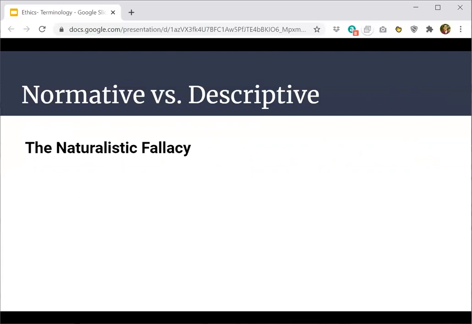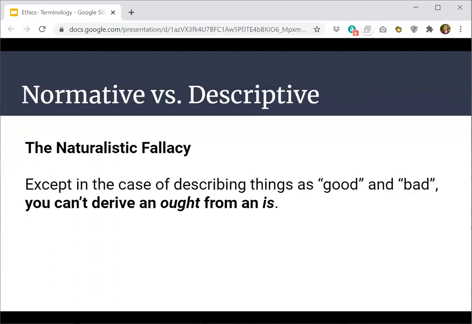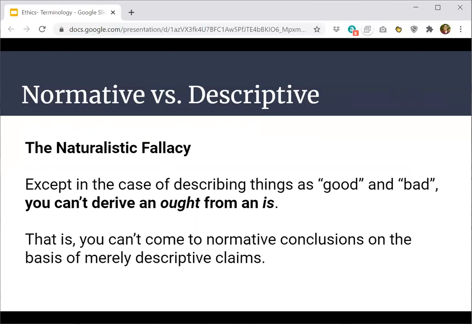So this is why the distinction is important: the naturalistic fallacy. We want to avoid the naturalistic fallacy, except in the case of describing things as good or bad. You can't derive an ought from an is. This is a famous phrase. That is, you can't come to a normative conclusion in some kind of argument on the basis of a merely descriptive claim.